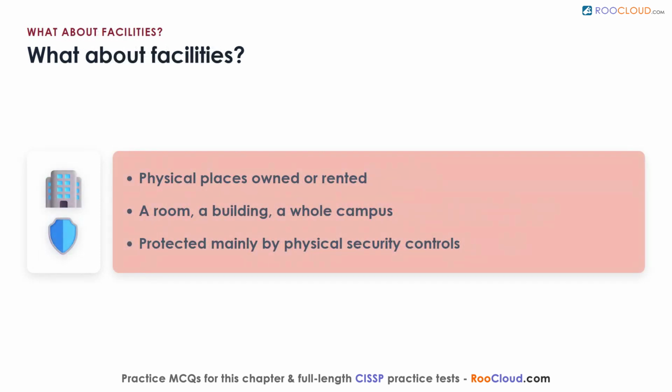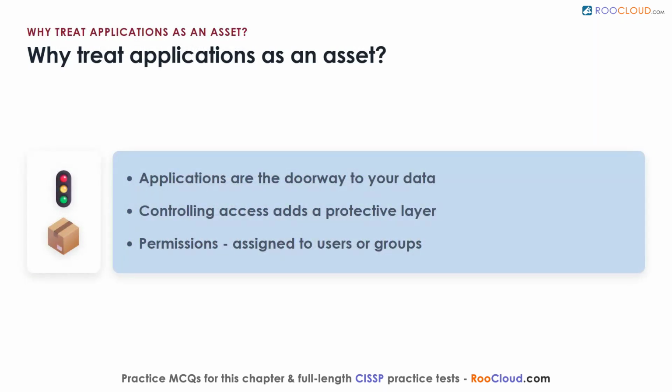What about facilities? Facilities are the physical places the organization owns or rents. That could be a single room, a full building, or an entire campus of buildings. You protect them mainly with physical security controls. Picture a data center. Fences, guards, and locked doors all exist to keep the wrong people from ever reaching the racks inside.